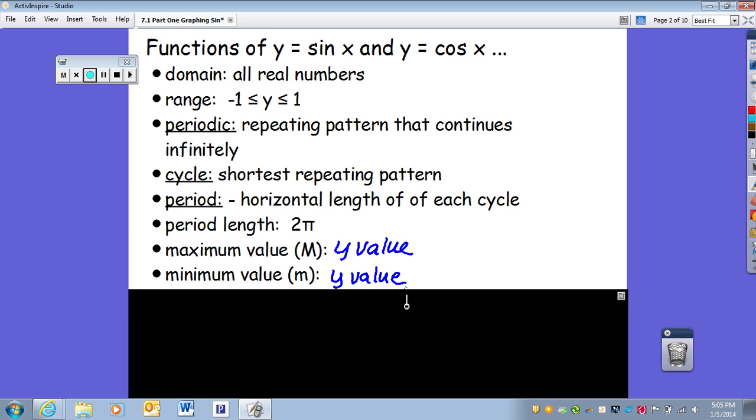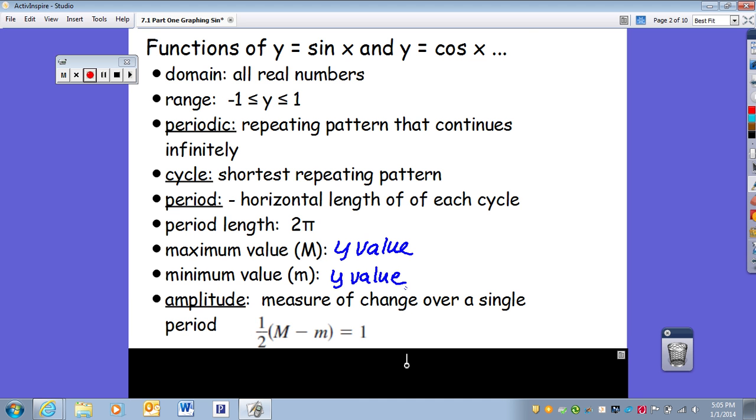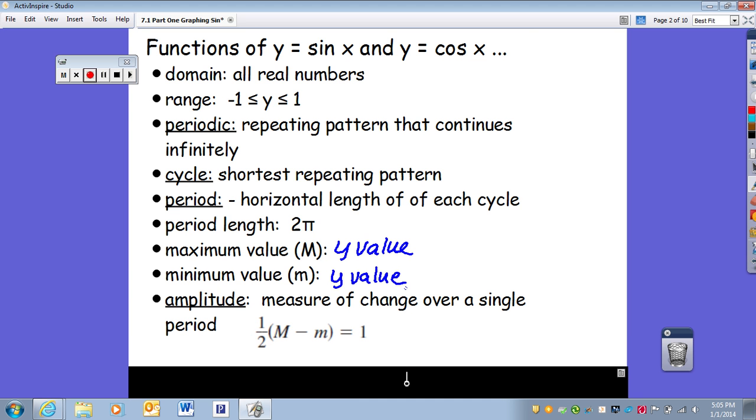Next, we want to remember the amplitude, which is the measure of change over a single period. The amplitude is the distance from the center, either going up to our highest point or down to our lowest point. If we are not using our basic functions, we can find the amplitude by taking the maximum value minus the minimum value and multiplying that by 1/2. For our basic sine and cosine functions, the amplitude will be 1.